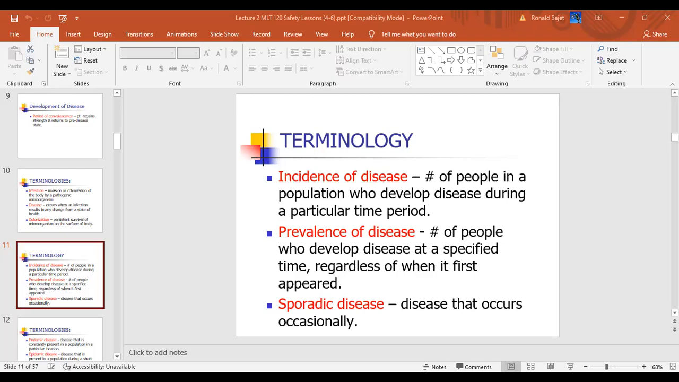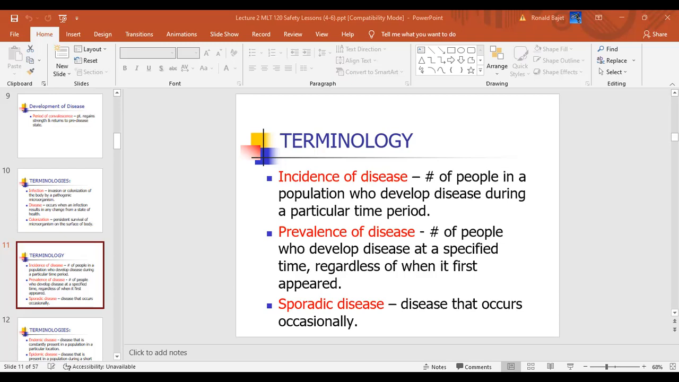However, serologically, you're still positive and you're positive for a long time. This is called chronic disease. Okay, so chronic is if it lasts for a long time, acute is if the duration is short term. So that's the difference between the two.